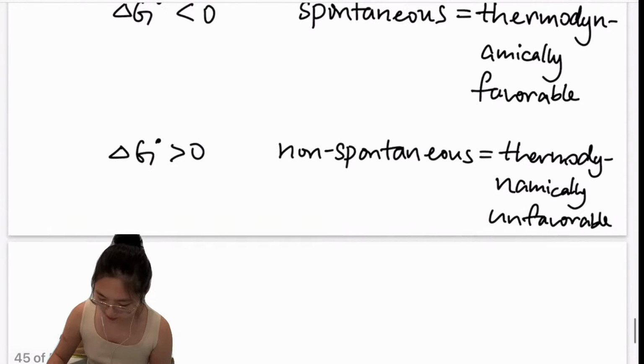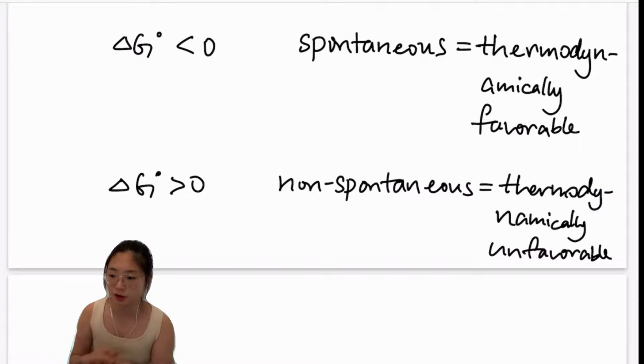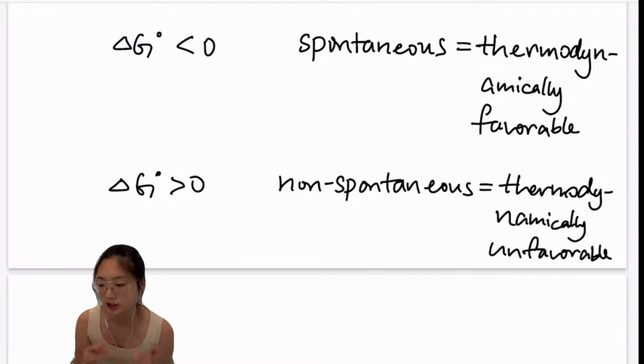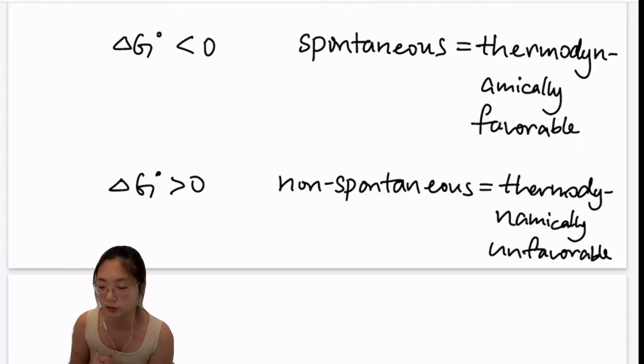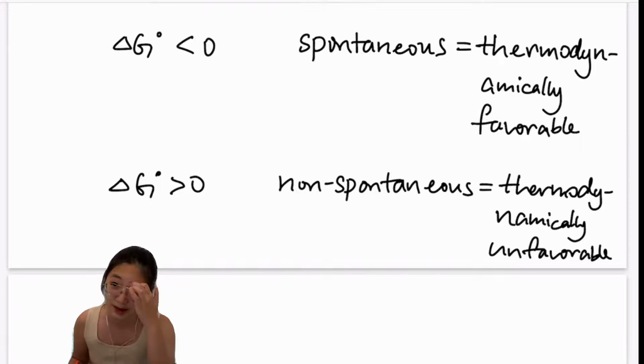So for delta S, delta H, delta G, for all of them, when there's something called delta, it always means change in something, change in a value. And for delta, it's always the product minus the reactant, or final minus the initial. And that's the same across all of the science or even the math subjects.